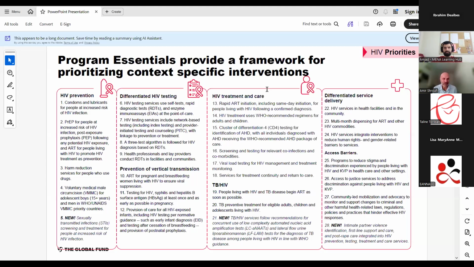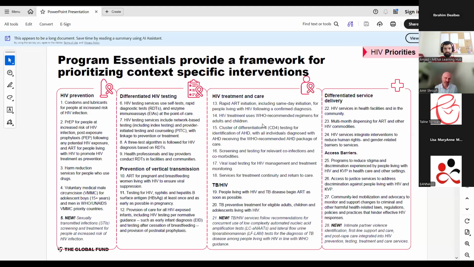There are a few new program essentials, and I'll just highlight those. I'm not going to read through the entire list, but we do now have, recognizing the importance of sexually transmitted infections other than HIV, both as an entry door to HIV services, as well as an important area of service provision for the populations that we're serving, a program essential on STI screening and treatment for people at increased risk of HIV.